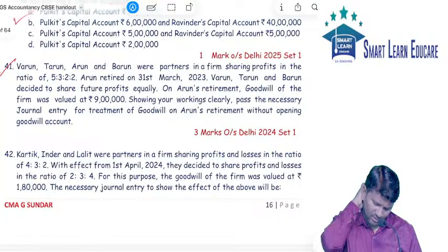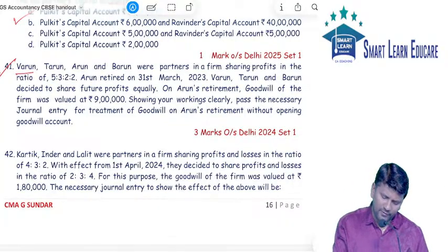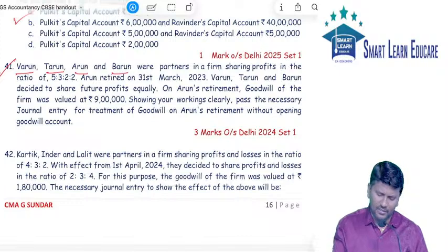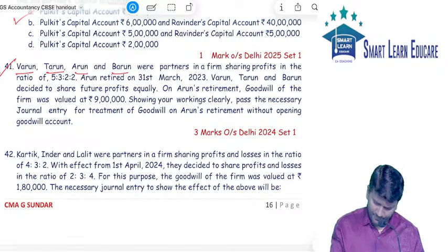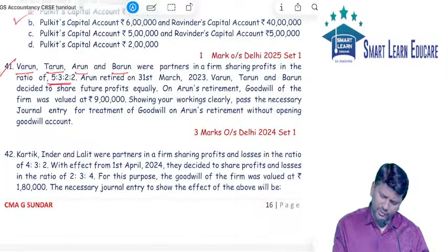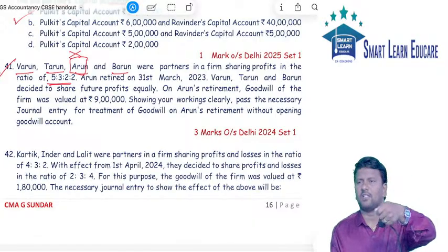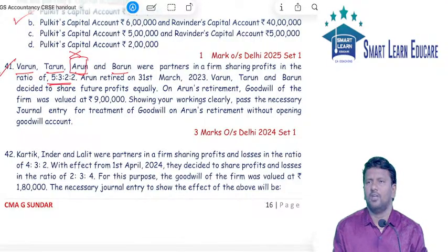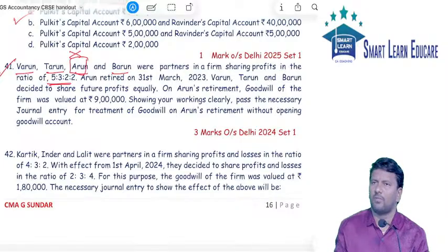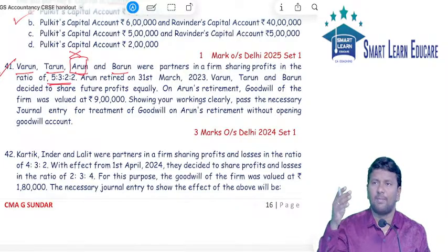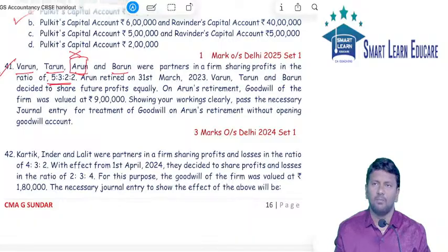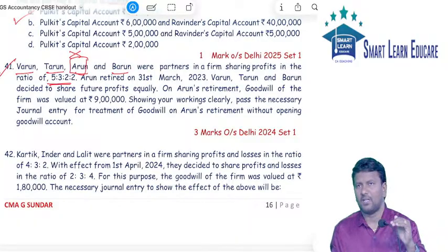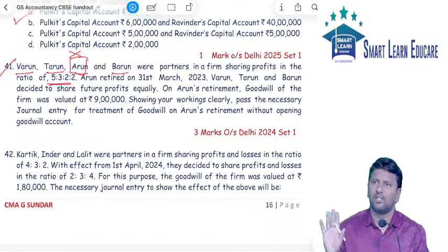This is a question for retirement of partner. V, T, A, B are partners, 4 partners. Profit sharing ratio 5:3:2:2. A retired from the firm. So there is no concept of partner bringing cash. Appa we should follow what method? Memorandum method. In memorandum method, what is the journal entry? Gaining partner's capital account debit to sacrificing partner. Appa gaining partner should be debited, sacrificing partner should be credited.